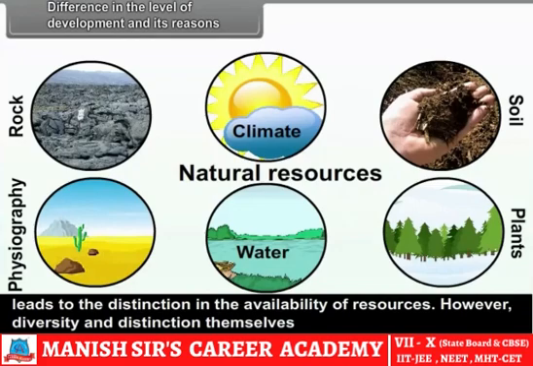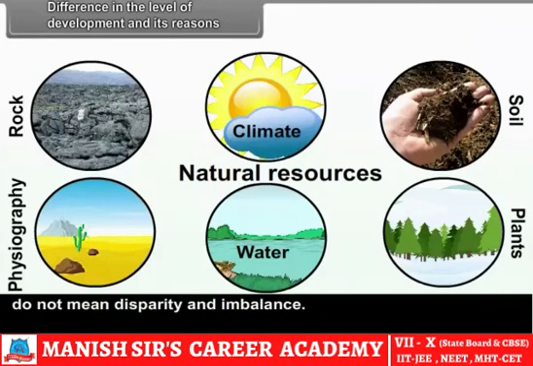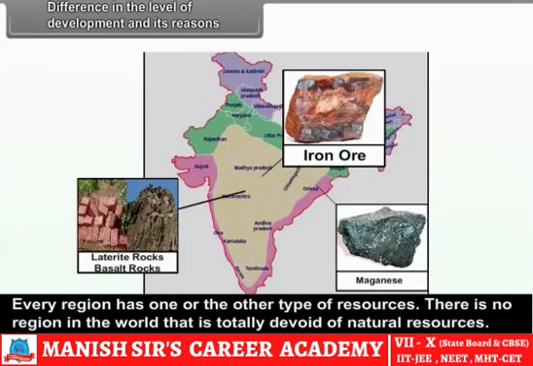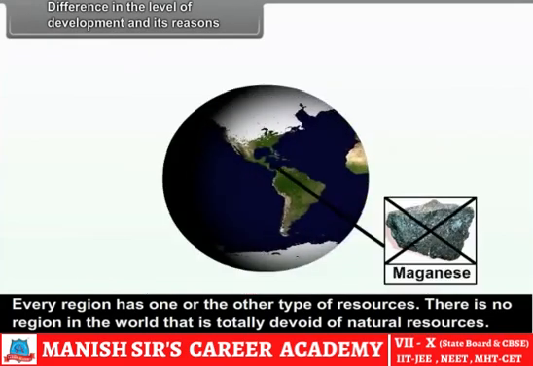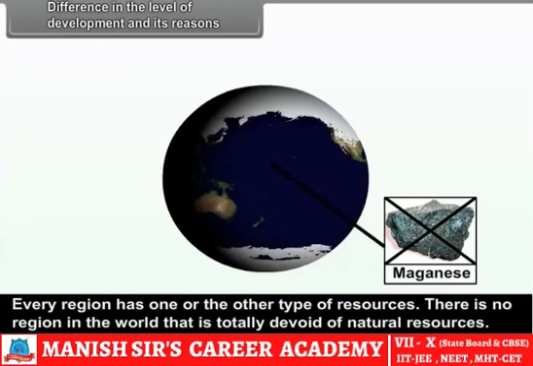The availability of natural resources is by and large determined by the natural conditions. This leads to the distinction in the availability of resources. However, diversity and distinction themselves do not mean disparity and imbalance. Every region has one or other type of resources. There is no region in the world that is totally devoid of natural resources.